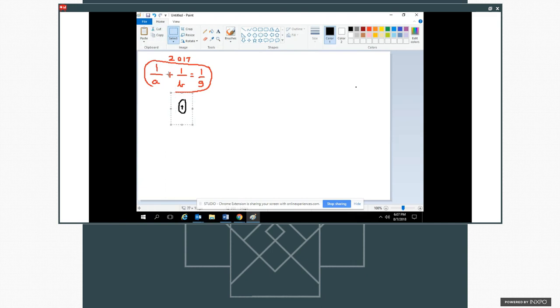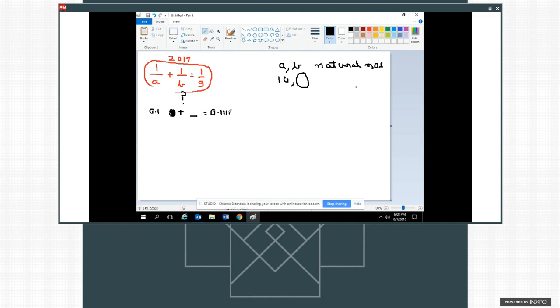Since the question is asking you for the number of AB pairs, the issue that arises is that if I'm taking A as 10, do I get B as a natural number? The constraint in the problem, remember, was that A and B are natural numbers. So you have two ways to think here. One way is that if I put A as 10, this value is 0.1, and the right hand side 1 by 9 is 0.1111.